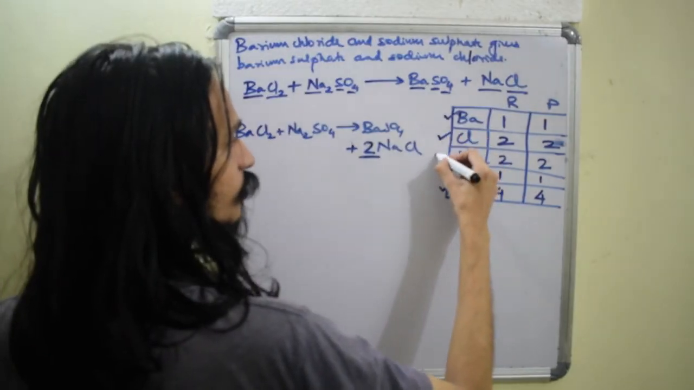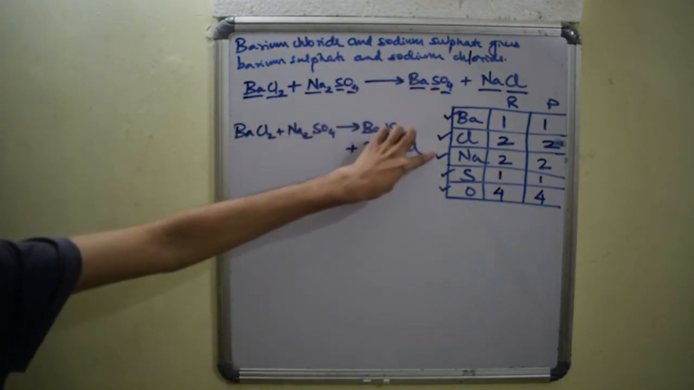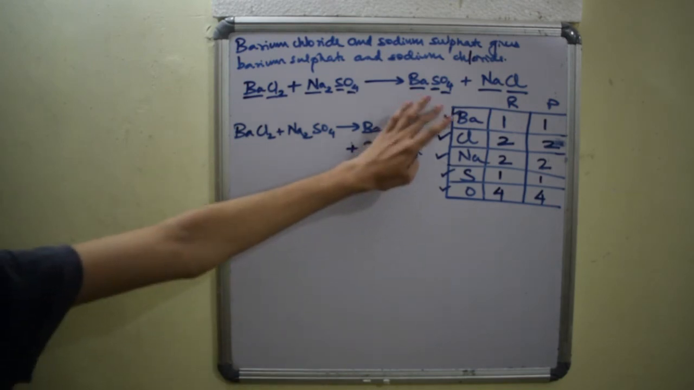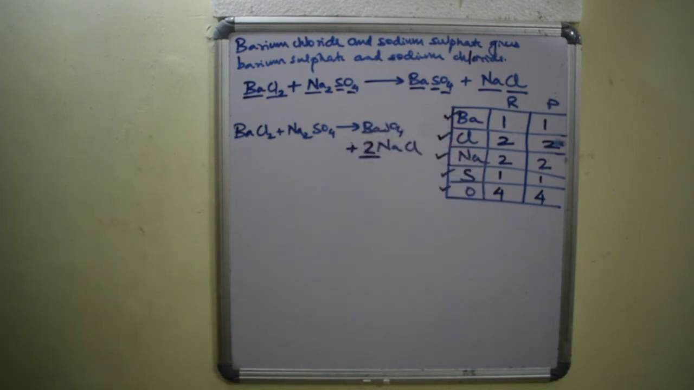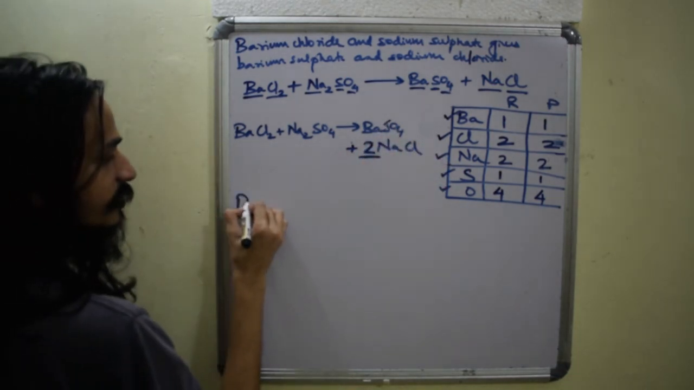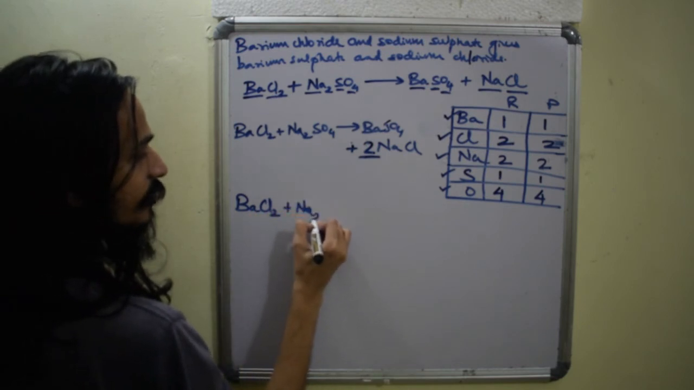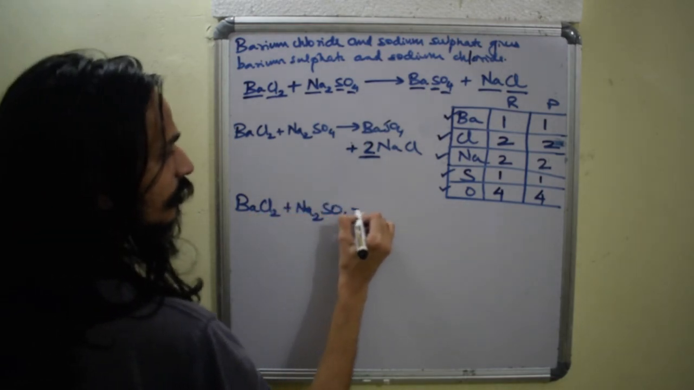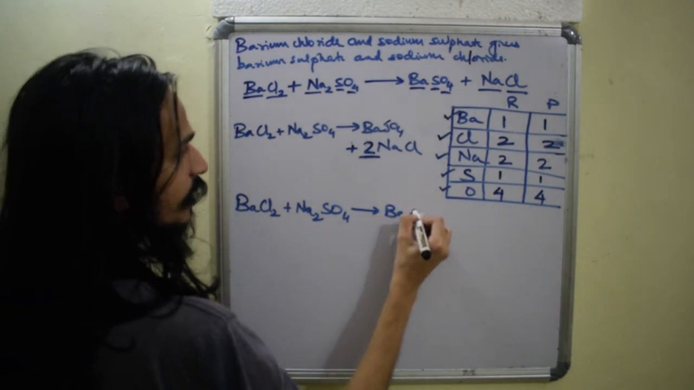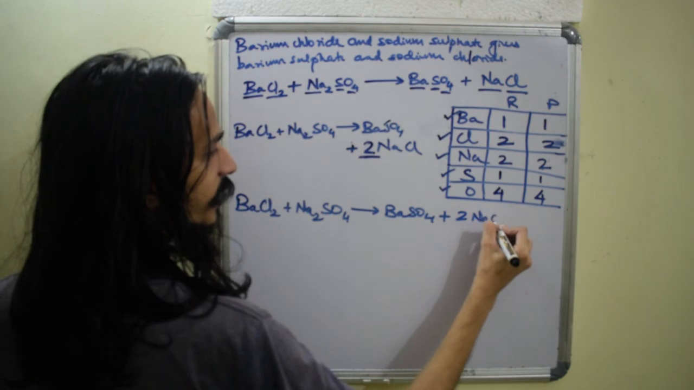Now that means that both of these are also balanced. If you see, every single element over here is balanced on the left side and on the right side. So this is my final equation. Now I can write it like this: BaCl2 plus Na2SO4 gives rise to BaSO4 plus 2 NaCl.